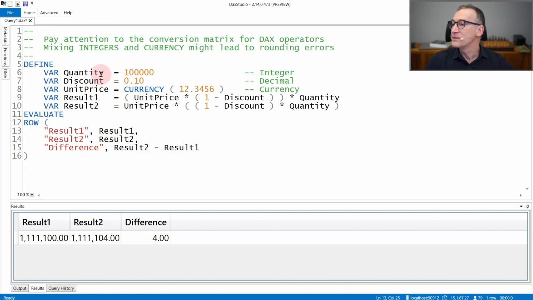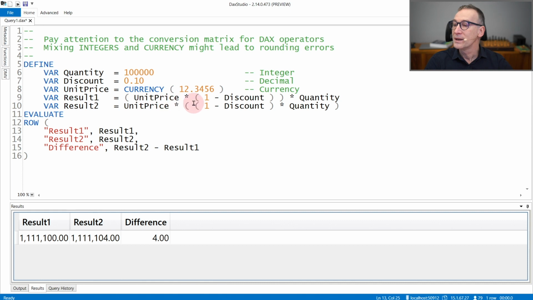In this example, I'm defining a set of variables first: quantity, discount, unit price. Quantity is an integer, discount is a decimal, and unit price is cast to a currency because I want to force it as a currency. And then I compute result 1 and result 2. Pay attention to the presence of parentheses.